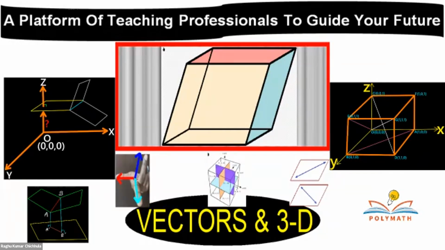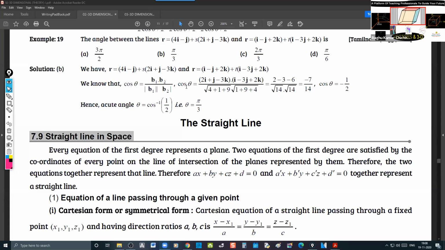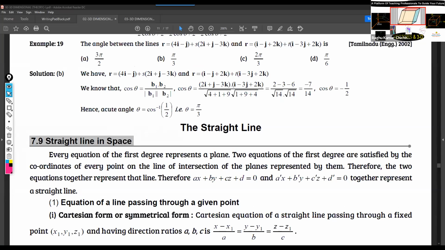Now, similarly, we will be continuing this with the straight line here. So let me share the screen. Now, this is the straight line. So, straight line in the space. What is the difference between the straight line in two-dimensional geometry and the straight line in the space? See, straight line in the space is formed by two planes, please.